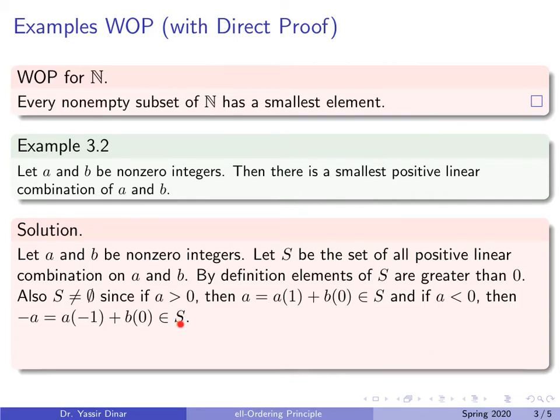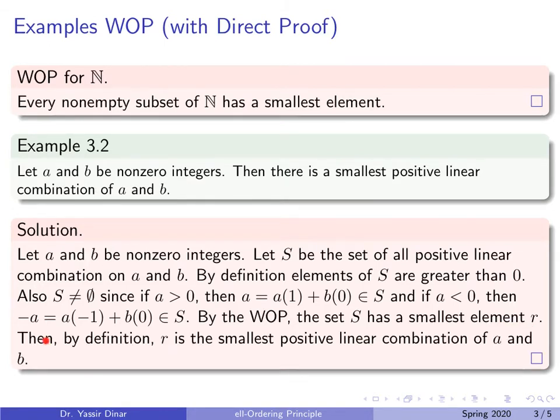Now S is a subset of integers and S is non-empty. By the well-ordering principle, the set S will have a smallest element. We denote this element by R. Thus, by definition, R will be the smallest positive linear combination of A and B, and this ends my solution.